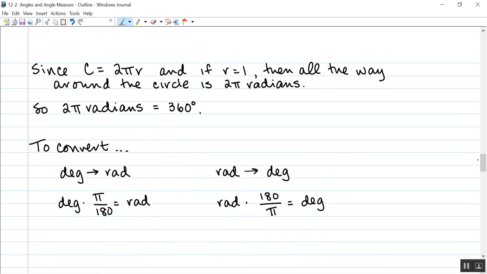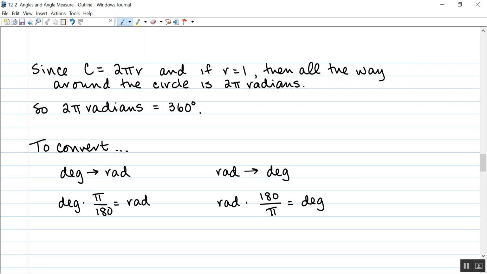So since the circumference of a circle is 2 pi times the radius, and if the radius is 1, substituting 1 in here, I get that the circumference of the circle is 2 pi. So that means that all the way around the circle is 2 pi radians. So 2 pi radians is the same as 360 degrees.